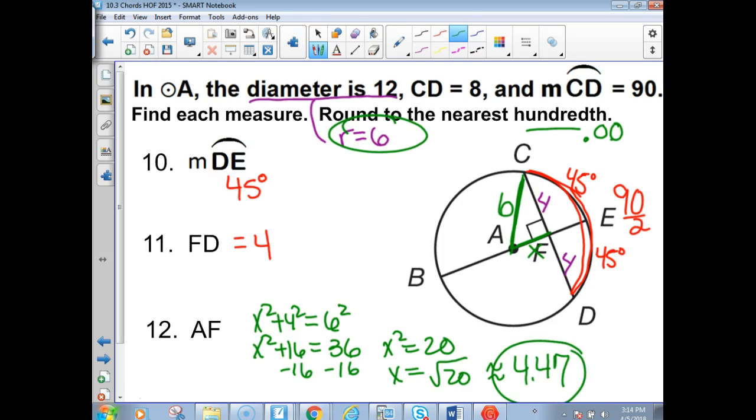That's what you got, right? I just memorized it because I did it twice today. Okay, 4.47. And then it didn't ask us for anything else. We could figure out what F to E is, but they didn't ask for it.